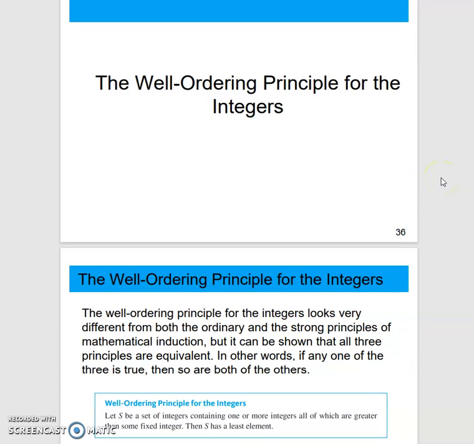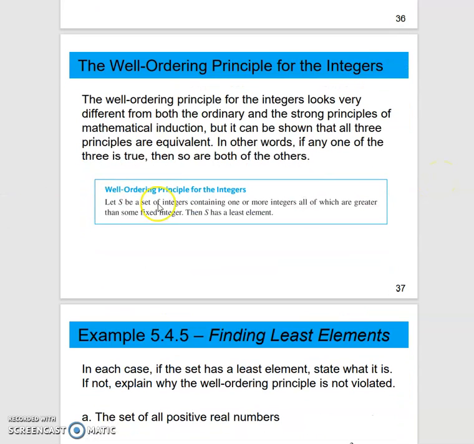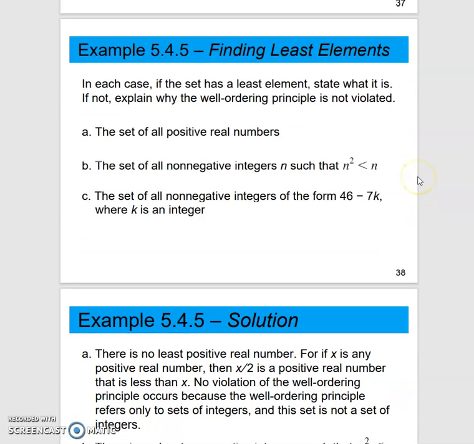The well-ordering principle, then. If S is a set of integers containing one or more integers, all of which are greater than some fixed integer, that means S has at least one element. And that's actually a pretty big deal. So, for each of these, we would like to find that least element, unless, of course, we don't have one.